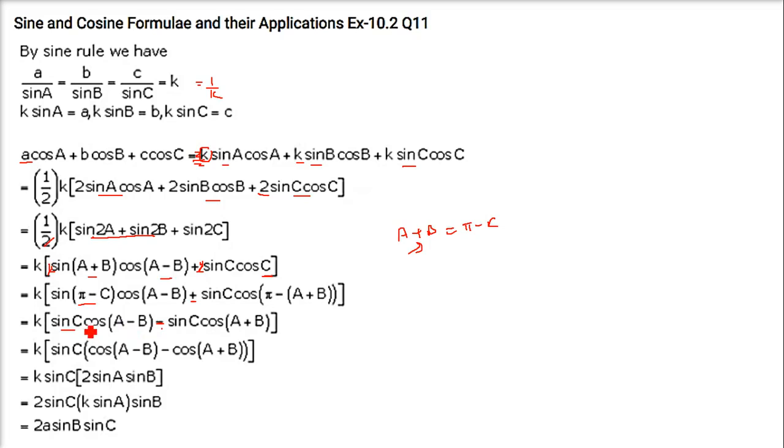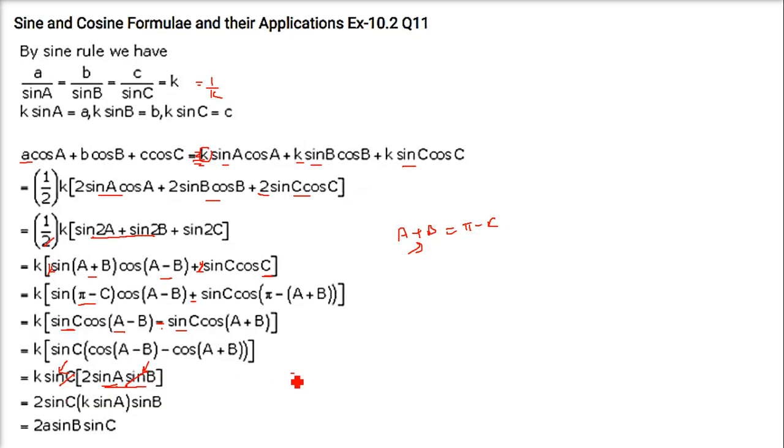Now take sin c common from these two. You get cos (a minus b) minus cos (a plus b). Now use the formula. We know that cos c minus cos d, what is the formula? You get 2 sin of this plus this by 2 and this minus this by 2. So you get 2 sin a sin b. So sin a and sin b, or you can say sin b and sin c, you can take outside. Sin c and sin b. So let me cancel it.